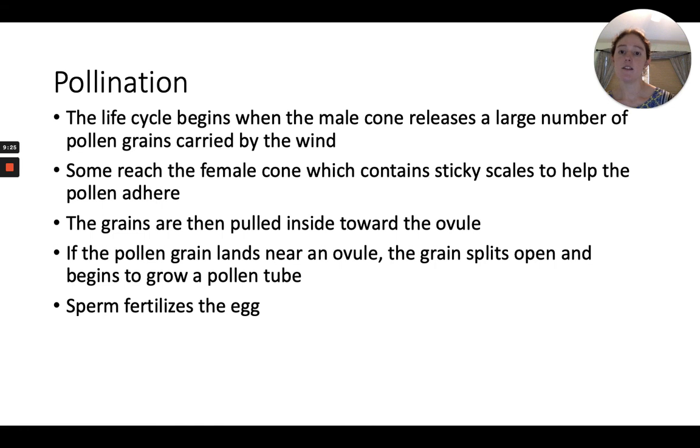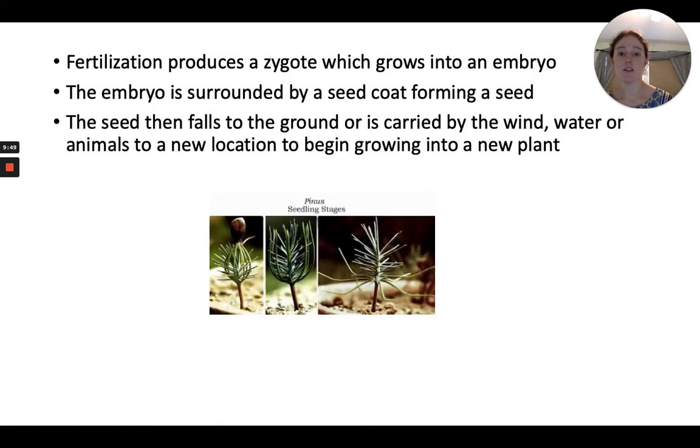Now with pollination, the life cycle is going to begin when the male cone releases a large number of pollen grains carried by the wind. Some reach the female cone, which contains sticky scales to help the pollen adhere, and the grains are then going to be pulled inside toward the ovule. If the pollen grain lands near the ovule, the grain is going to split open and begin to grow a pollen tube, and that is going to connect itself to the ovule, and that's how the sperm will fertilize the egg. Fertilization produces a zygote, which is going to grow into a little embryo.